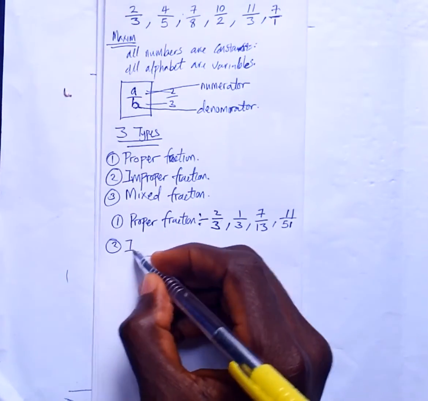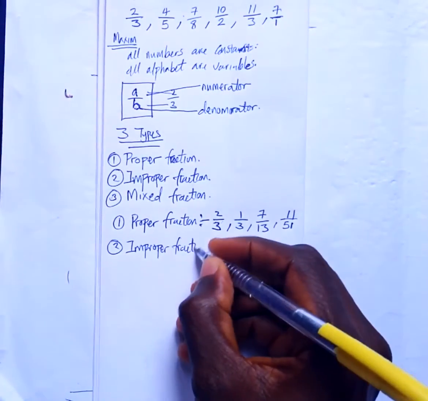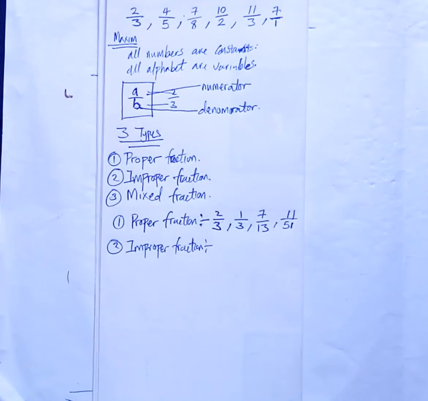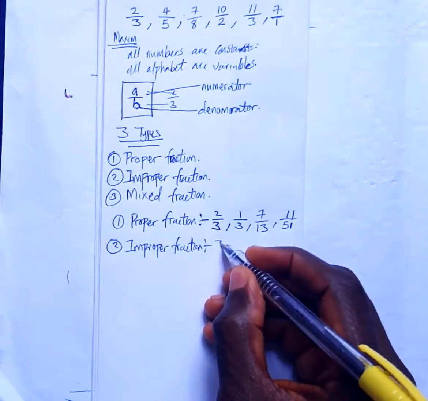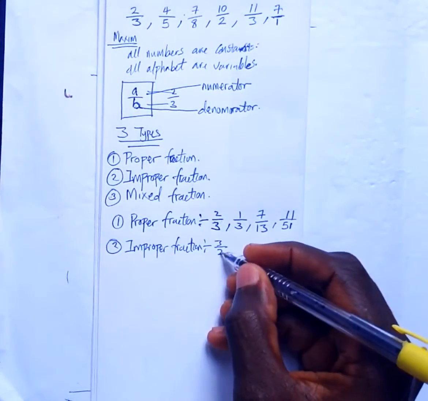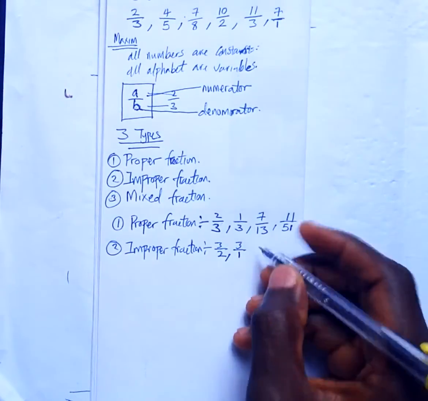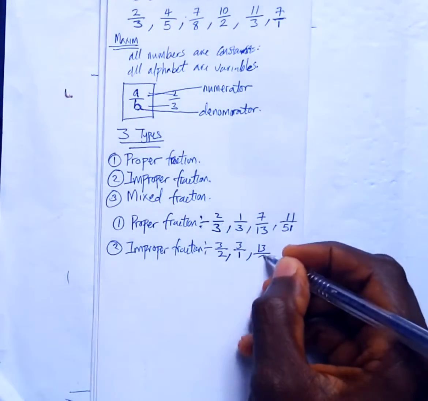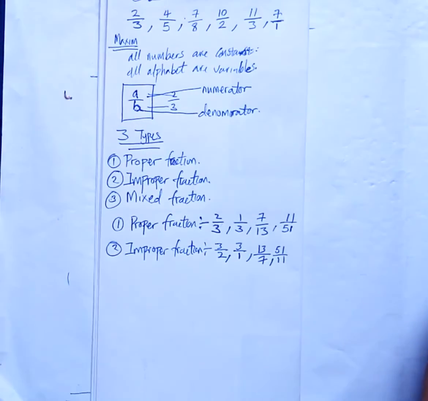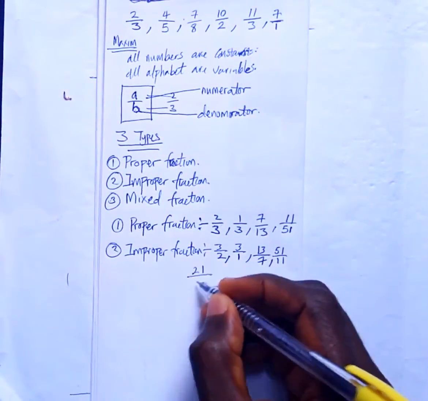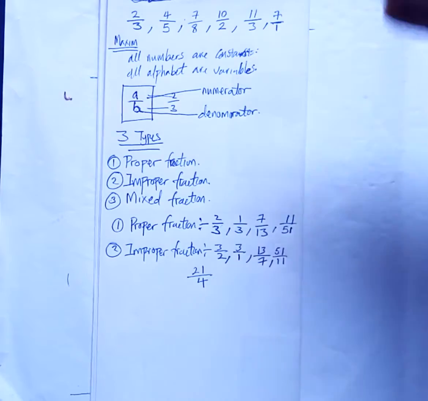While an improper fraction is the opposite of a proper fraction. When something is improper, you have the bigger one up and the smaller one down. For example, 3/2. This is an improper fraction. 3/1 is an improper fraction also. 13/7 is an improper fraction. 51/11 is an improper fraction. 21/4 is an improper fraction. So when you have the bigger number up and the smaller number down, we have an improper fraction.